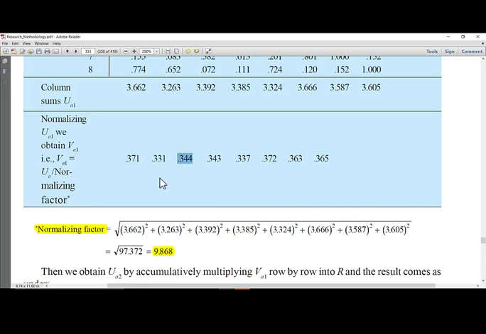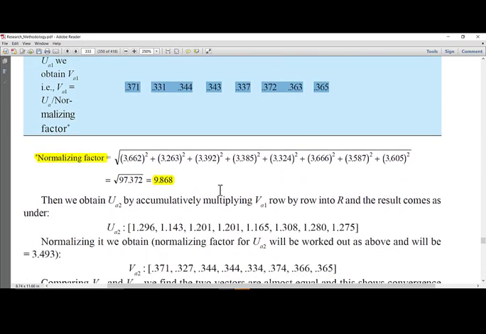That way he has normalized this; the column sums he named as UA1. So normalizing UA1, we obtain VA1. VA1 equals UA1 divided by this normalizing factor. So these are the normalized values of UA1, which we take as VA1. Then we obtain UA2 by accumulatively multiplying VA1 row by row into R, and the result comes as under.